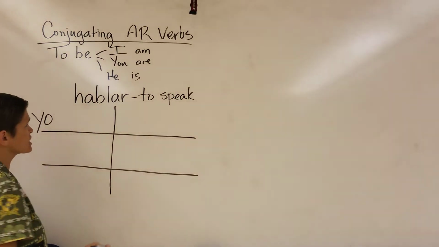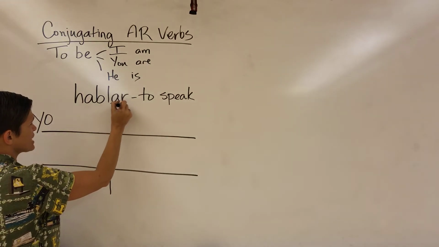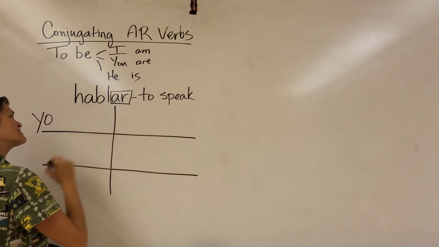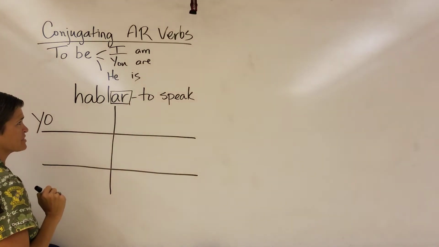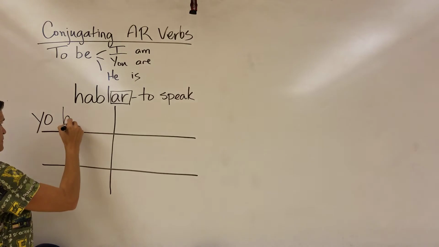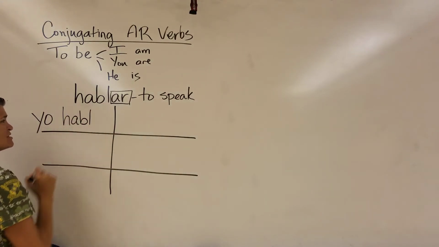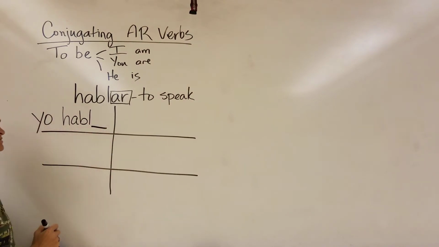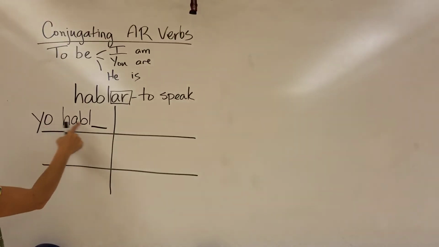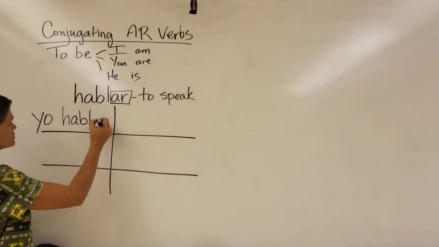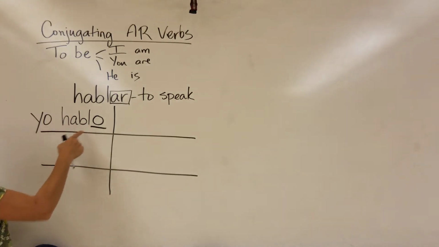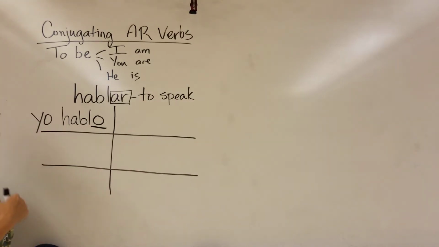Step 1 where we're conjugating is going to be to remove the ending of the verb right here. We're going to get rid of the AR at the end. And we're left with what's called the stem of the verb. Then we're going to add an ending. In this case, we're going to add the ending that goes with yo. And the ending for yo is an O, which is nice because it rhymes. So when I say yo hablo, now this means I speak.